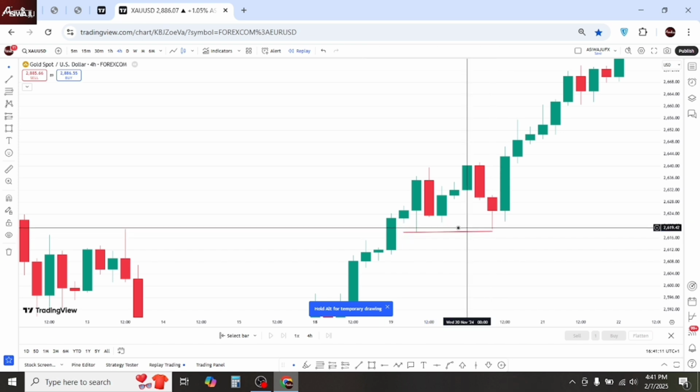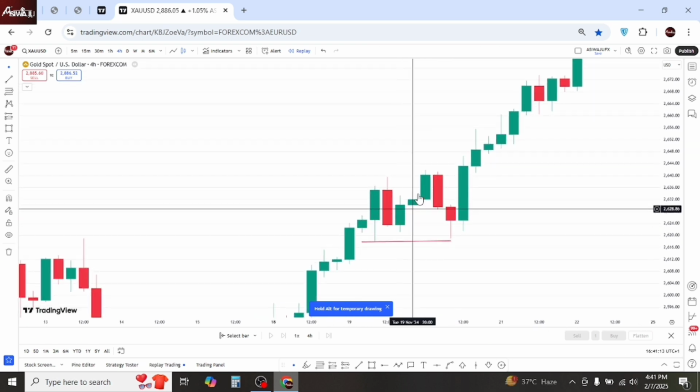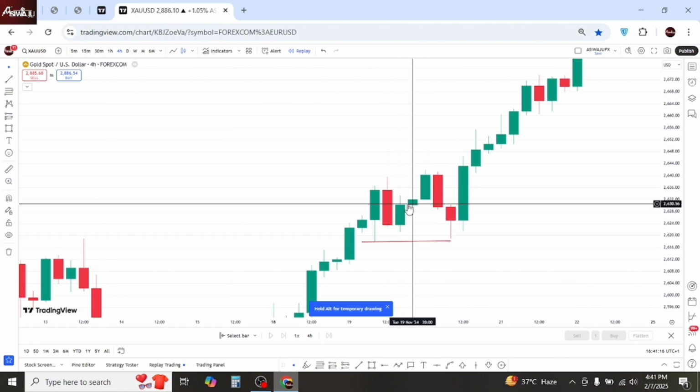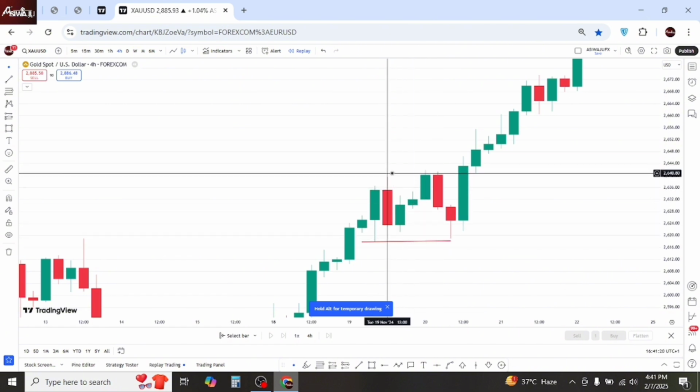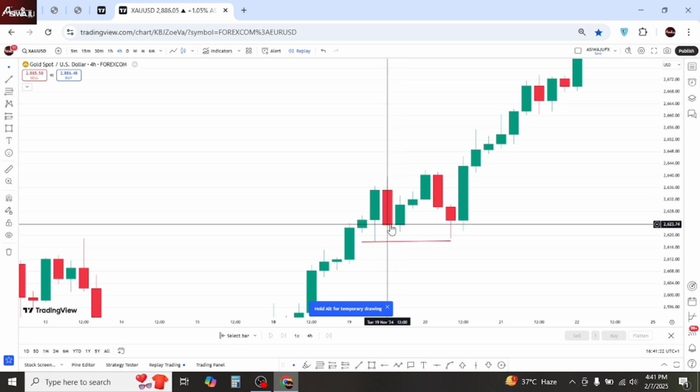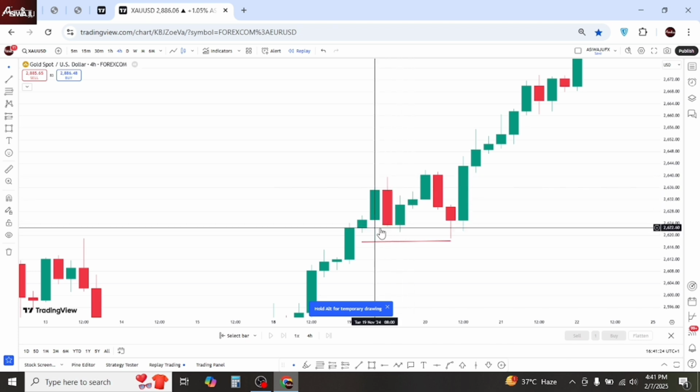This will become an inducement point. Immediately we have a continuation. As you can see, even before this continuation, we have another pullback from this point, because this red candle here made this red candle close. We have another red candle that took out this previous red candle low, as you can see here, this low, and continue to the upside.